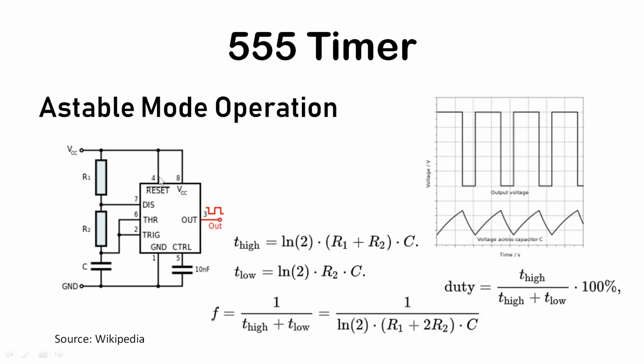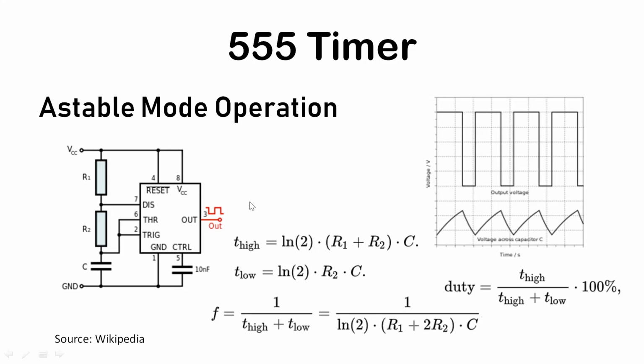As I told you, pin number 4 should be connected to the power supply to enable the IC, that is the reset pin. So pin number 4 and 8 are shorted together and connected to VCC. We are taking output from pin number 3. Now check pin number 5. It is the control pin.